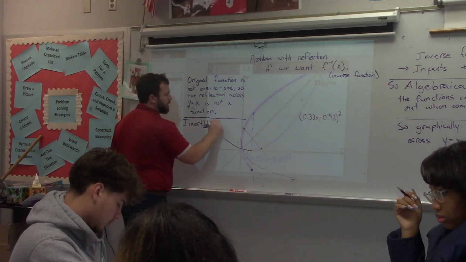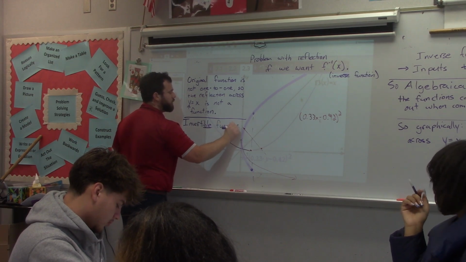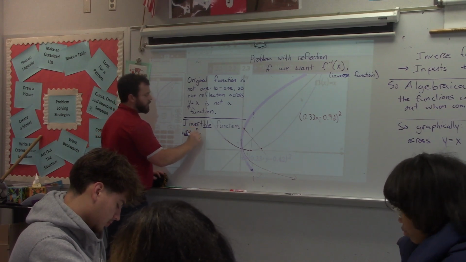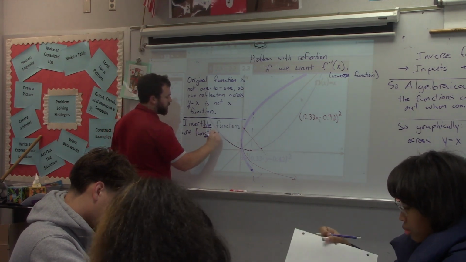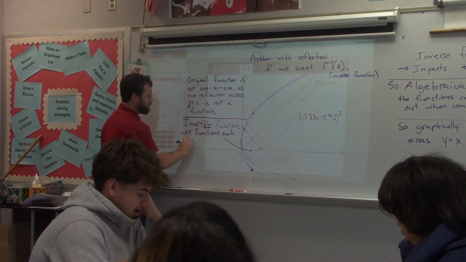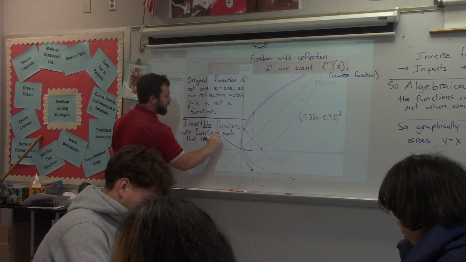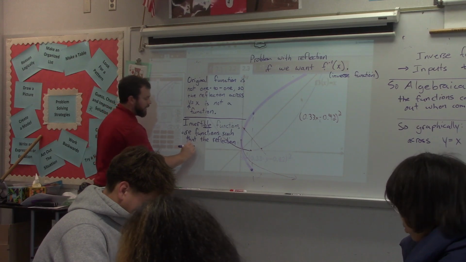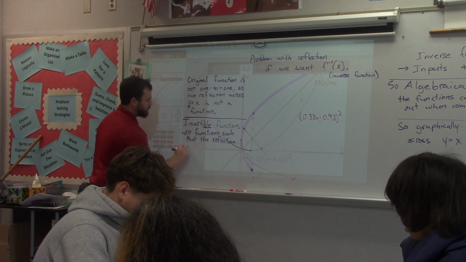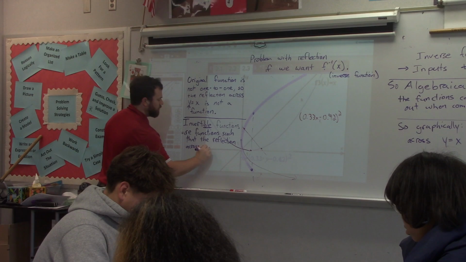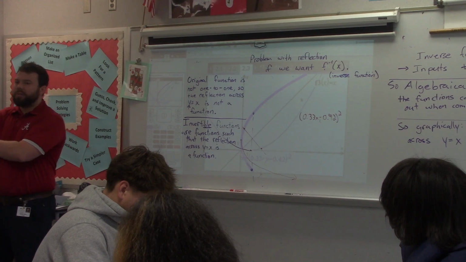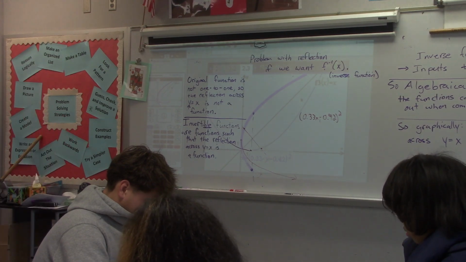So invertible functions are functions such that, now I will break this down into an easier phrasing in a second, such that the reflection is an inverse, I should say, across y equals x. So let me ask you this. What's going to have to be true for a function to be invertible if the reflection across y equals x is a function?